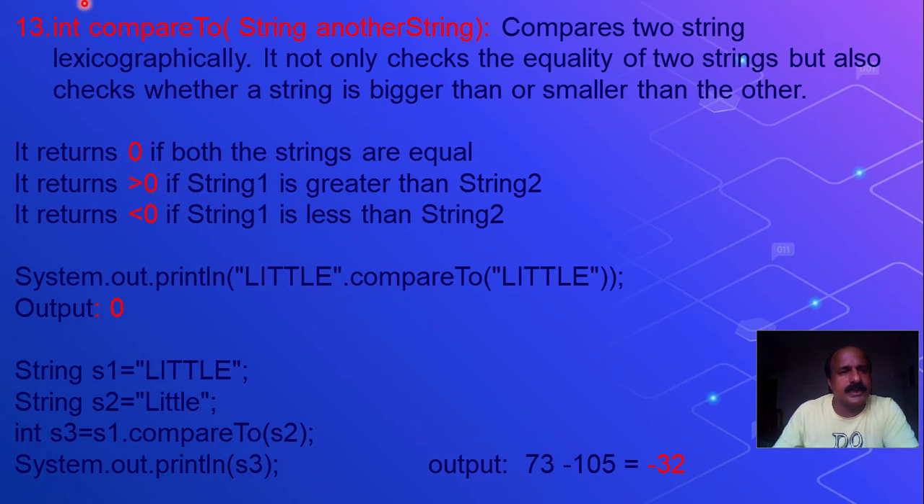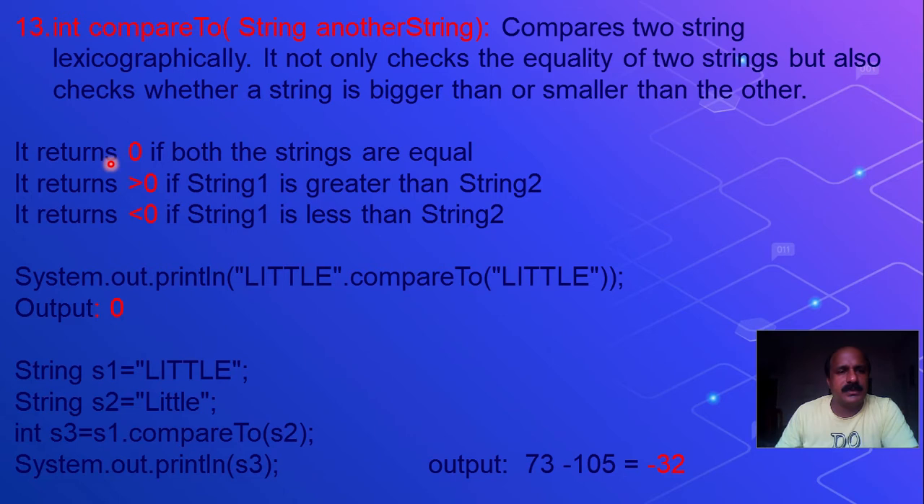compareTo returns an integer value. Look at the definition. It compares two strings lexicographically. It not only checks the equality of two strings but also checks whether a string is bigger than or smaller than the other. Lexicographically means lengthwise and character wise. This function can be used for comparing two strings. This is a case sensitive function.